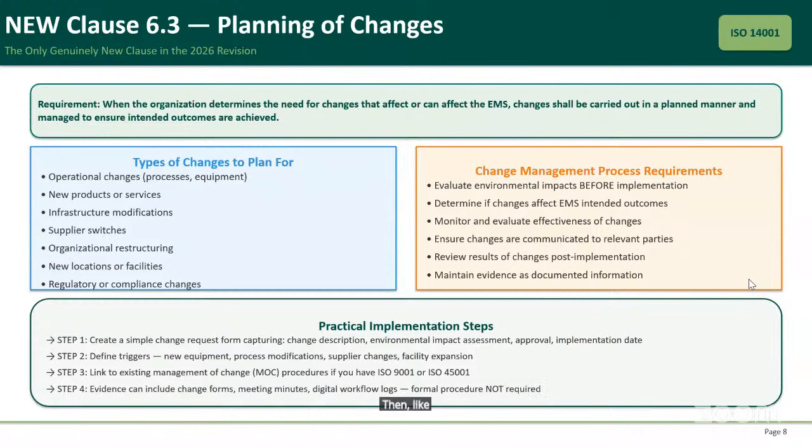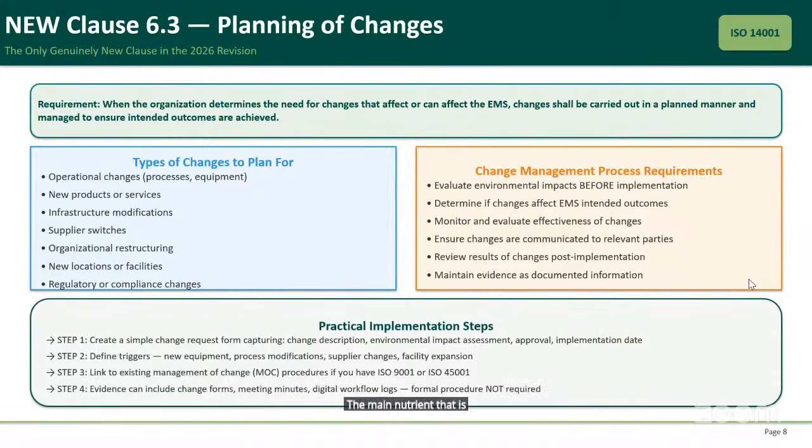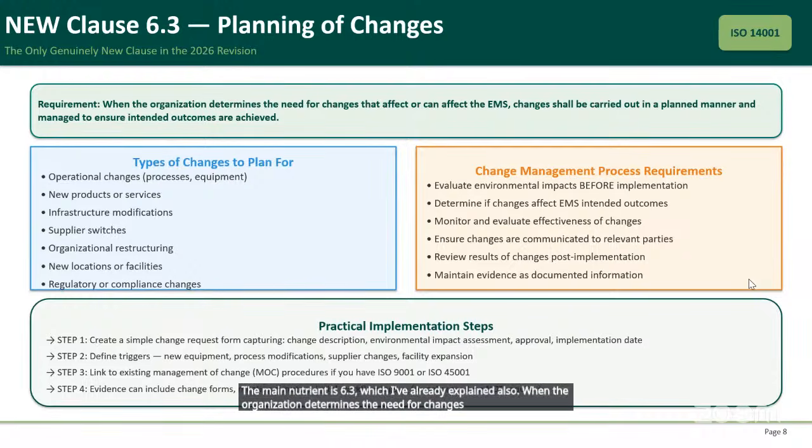Then, like I said, we now have a separate clause, which is the main new thing here: 6.3. When the organization determines the need for changes that affect or can affect the EMS, changes shall be carried out in a planned manner. Every change that wants to occur must be planned and managed to ensure that you achieve the intended outcome of your environmental management system. This is a separate clause.